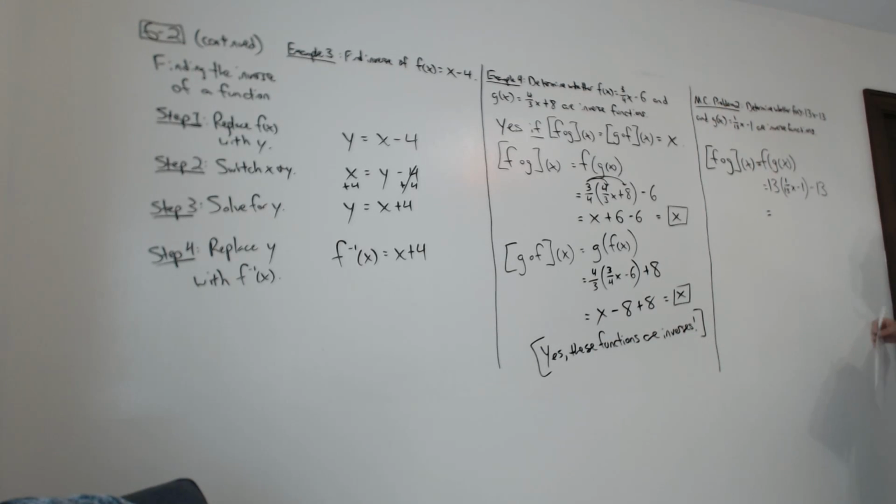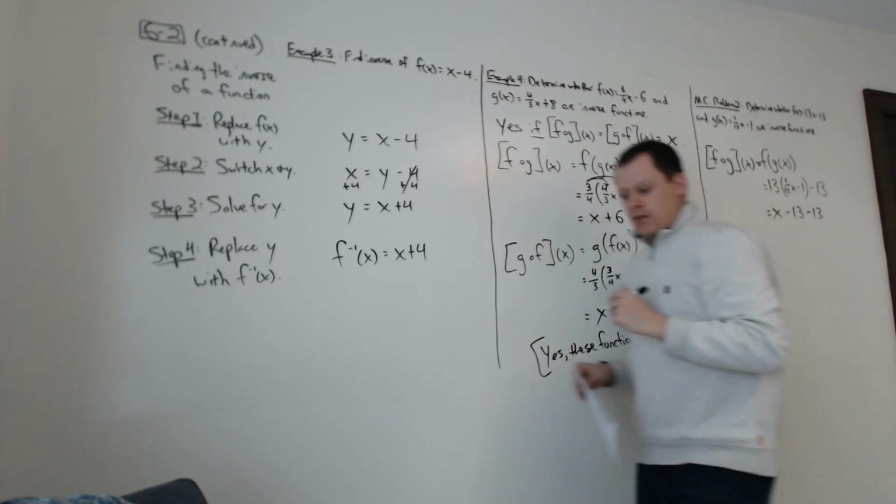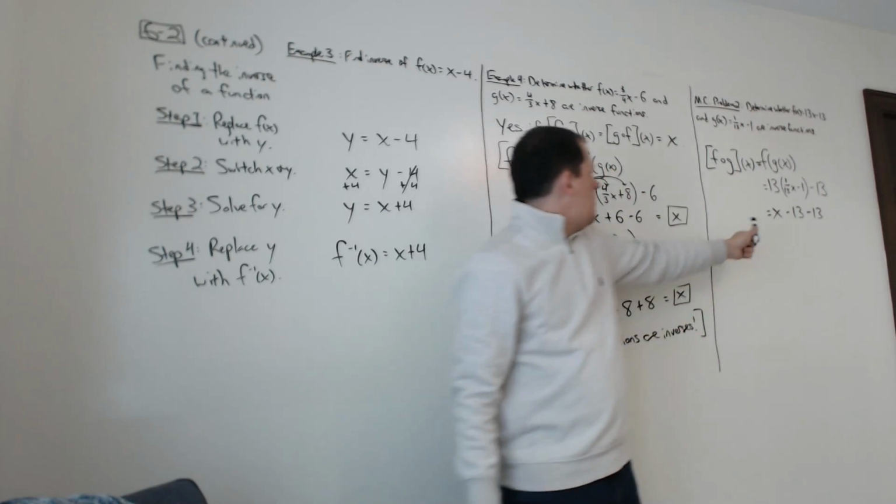So let's calculate what this is equal to. We got 13 times 1 over 13. So that's 13 times 1, which is just 13, divided by 13. That's 1. So this is x. Okay. Now we multiply 13 times negative 1. 13 times negative 1 is negative 13. And we've got this minus 13 showing out here. Okay. So we've got x minus 13 minus another 13.